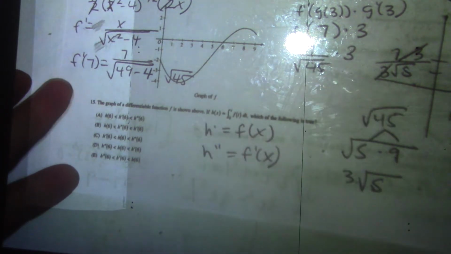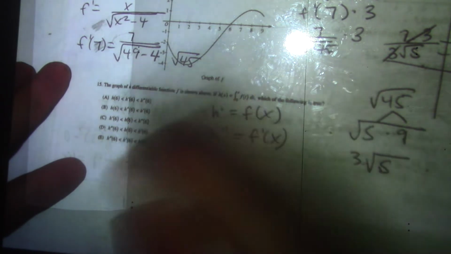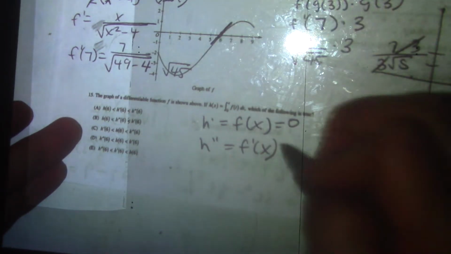Here, h is defined as the integral. H prime would then just be f of x. H double prime would be f prime of x. And we're looking at 6. So h prime of 6 is just f of 6. F of 6 is 0. F prime at 6, that is a positive slope.